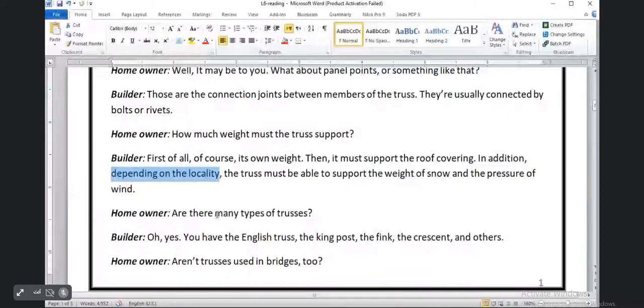Now, do you know the difference between the weather in the south of Iraq and the north of Iraq? In the north, there is snow. In the south, there is wind and dust. So if the truss is built in the north, it should be able to support the weight of the snow. And of course, wind. And in the south, there is no snow, but it should be able to support the wind pressure.